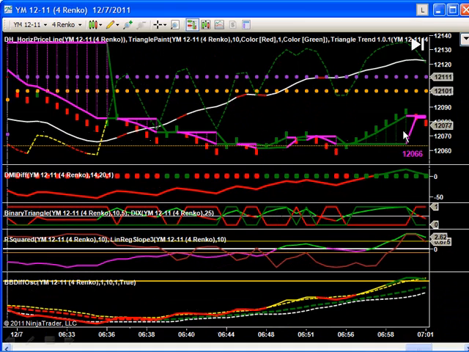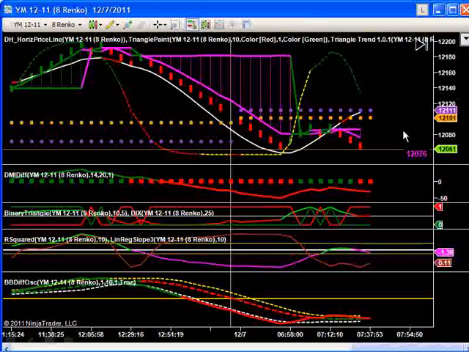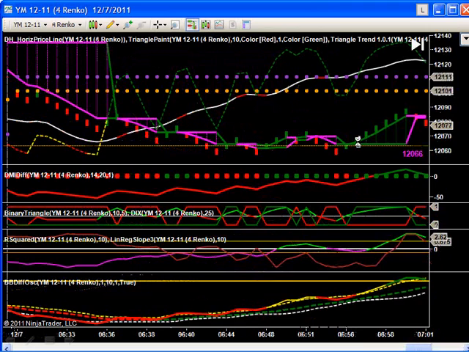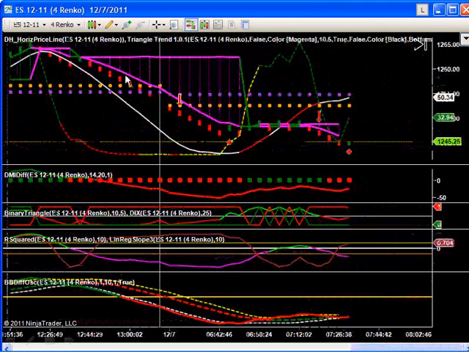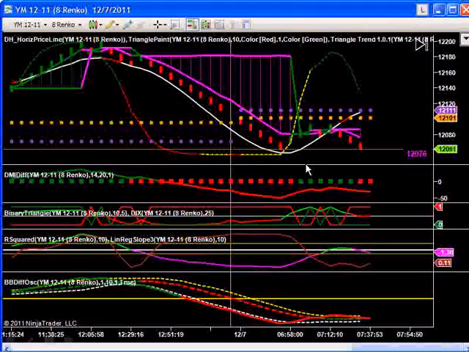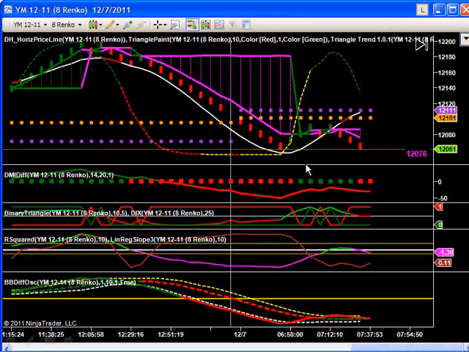Now the interesting thing is, if we switch to 8 Renko on the YM, look how much it looks like the ES on 4 Renko. Comes down here, comes up a little bit, comes down. Go back, here's the ES 4 Renko, comes down here, goes over and goes down. So what you can do is essentially convert the YM to the ES.